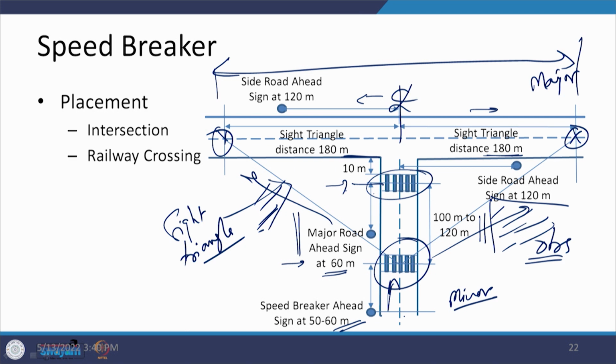And on the main highway, you have to tell on both sides that there is a side road ahead, and this is placed at a distance of 120 meters from the center line of this minor road.